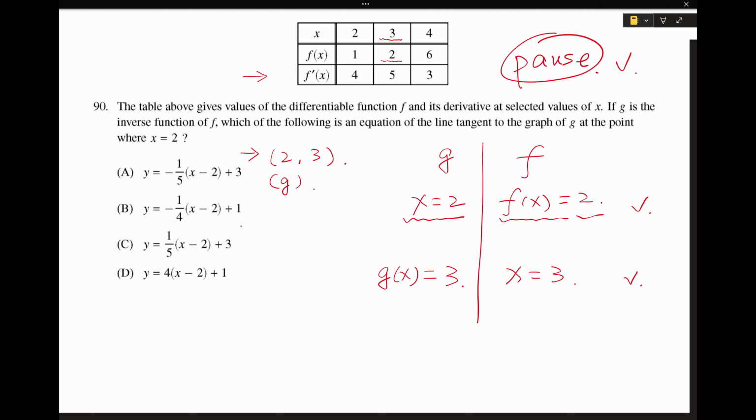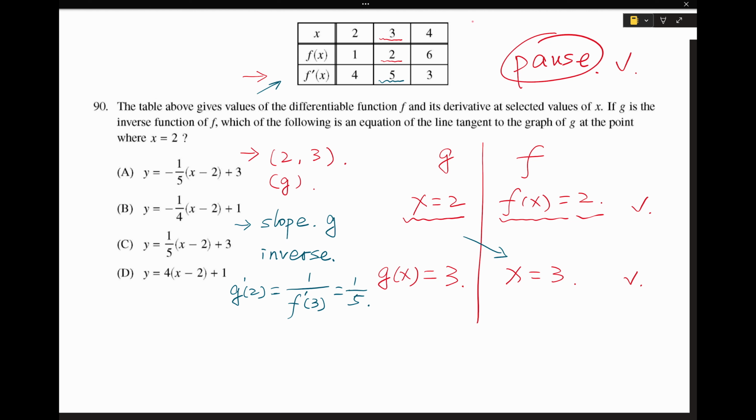And the next thing we're going to do is find the slope of function g. Based on the definition of the derivative of an inverse function, the derivative of g at this specific point would be equal to the reciprocal of the derivative of its inverse function f at the corresponding point. From the table, we know that when x is equal to 3, the derivative of f(x) would be equal to 5. So that's why we have the result of 1 over 5 here.